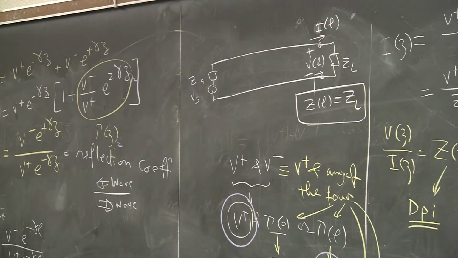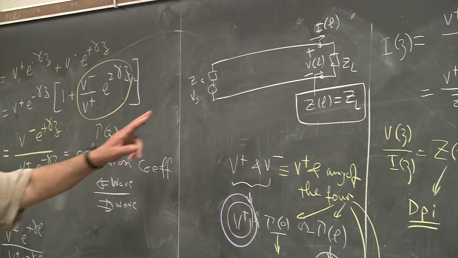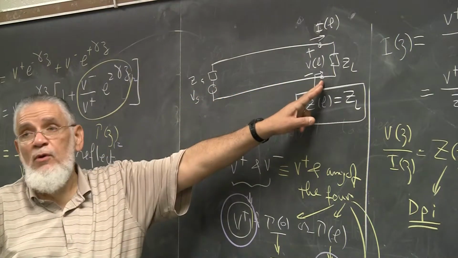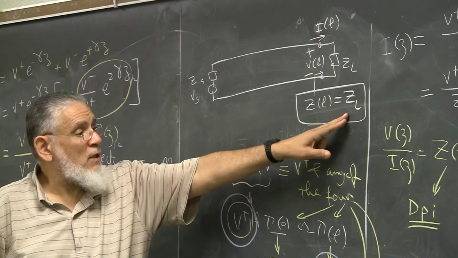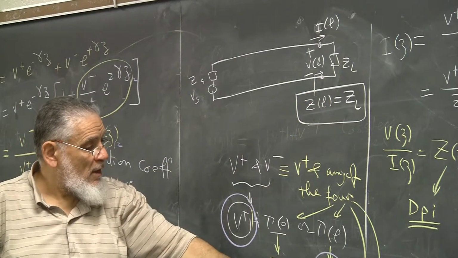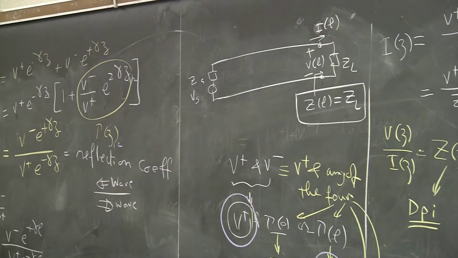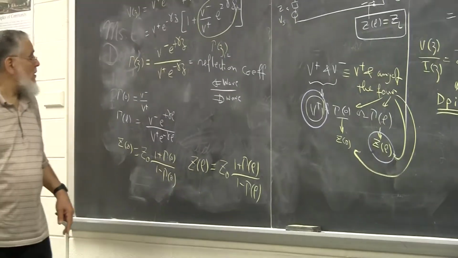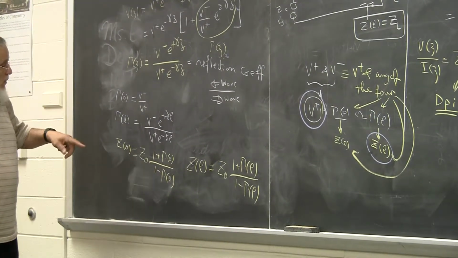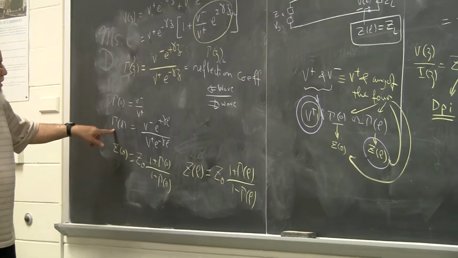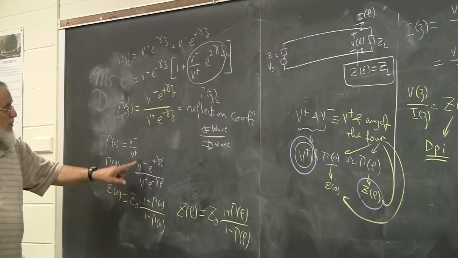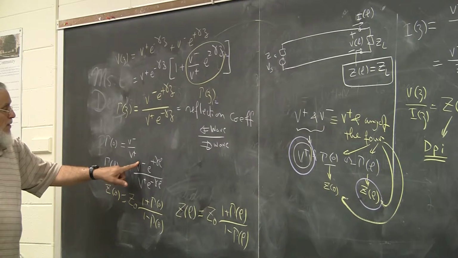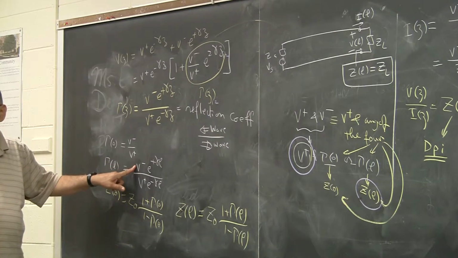By playing all these games here, we reduced the math that we need to do to only one boundary condition at the input side. Because this boundary condition is so simple, Z of L is equal to ZL, and it's right there. And if I know Z of L, I can put it here. I can get gamma of L. If I know gamma of L, I can get V minus over V plus, right? And I know V plus, that means I know V minus.